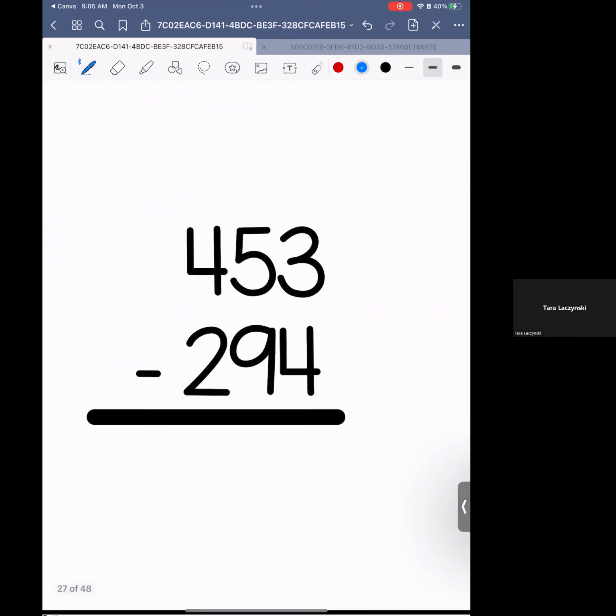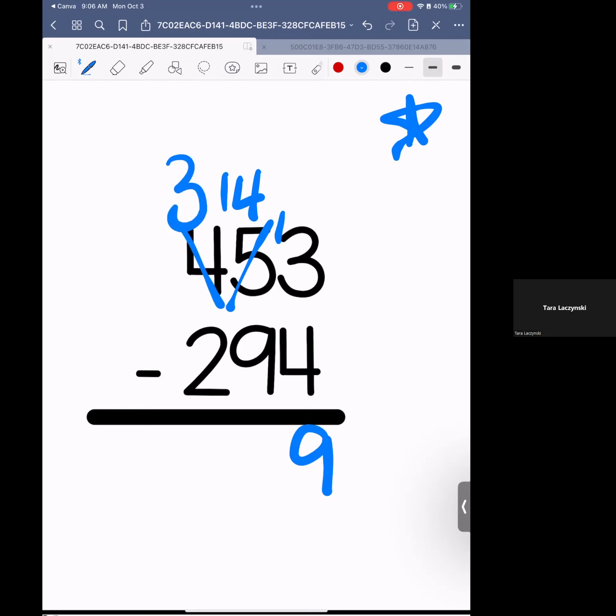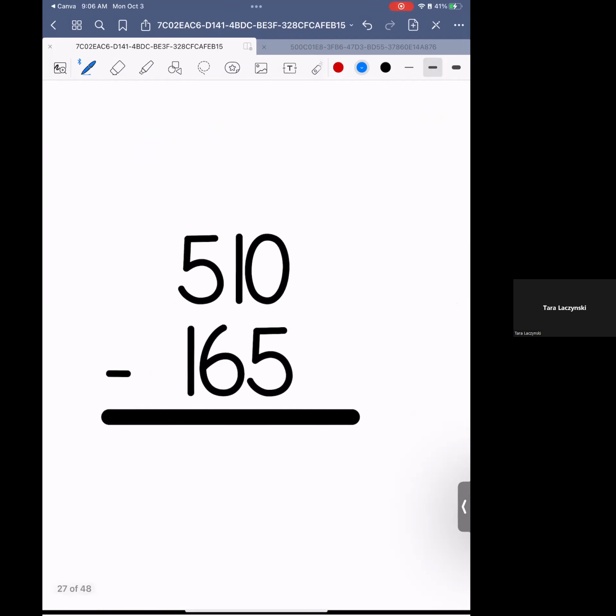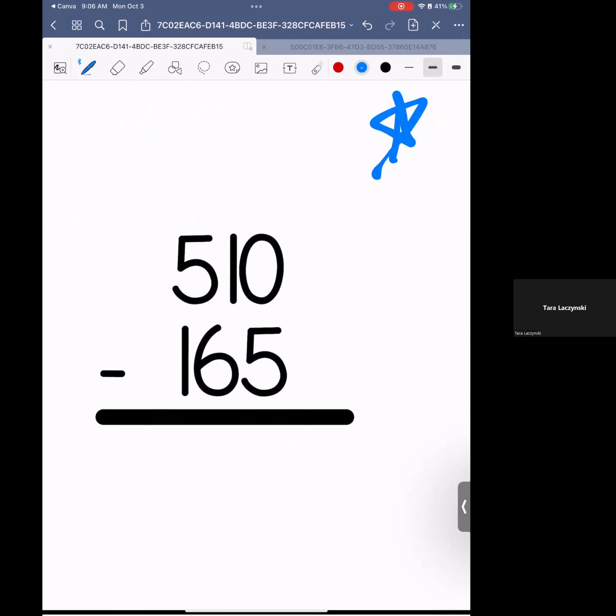453 take away 294. You're noticing a lot of super stretches because this is the last page. And if you got here, you're looking for an extra challenge, right? 3 take away 4, I cannot do. I go next door. 13 take away 4 gives me 9. 4 take away 9, I cannot do. I go next door. 14 take away 9 is 5. 3 take away 2 is 1. 159.